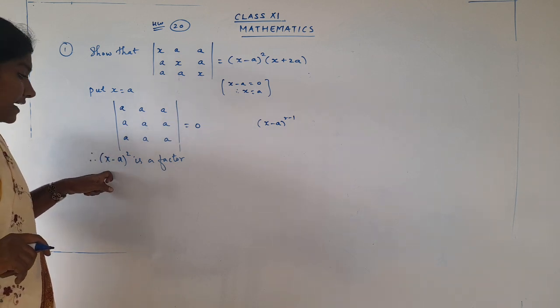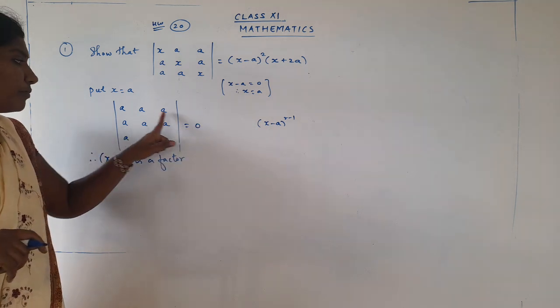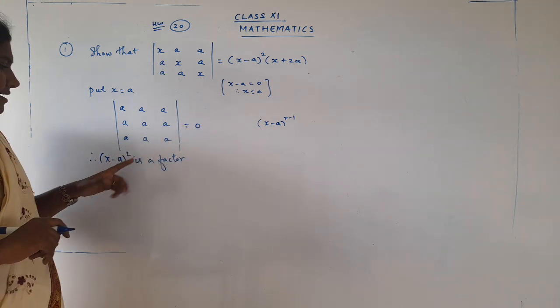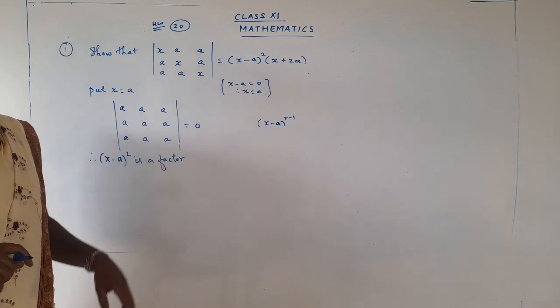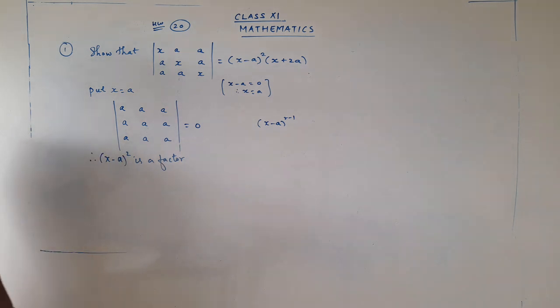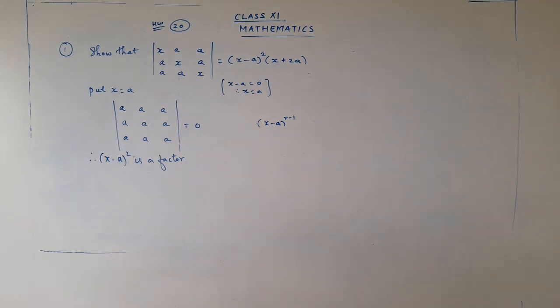Why I am writing down this step? Using this formula. Because here how many rows are identical? 3 rows are identical. So I will get x minus a the whole square is a factor. So we have not completed our sum, we have just done half part. So x minus a the whole square is a factor.